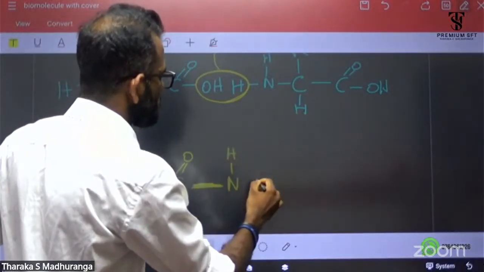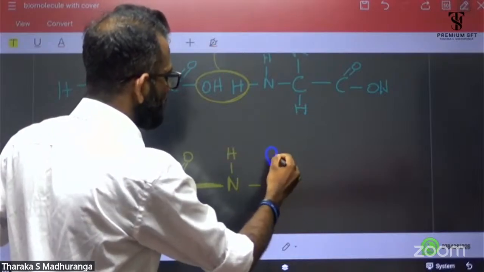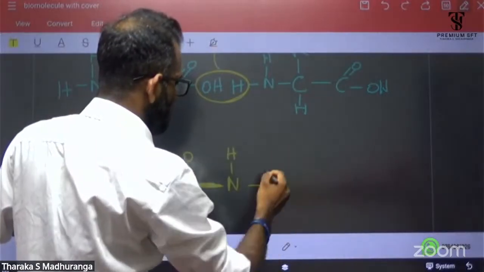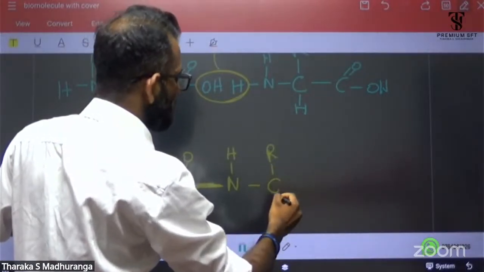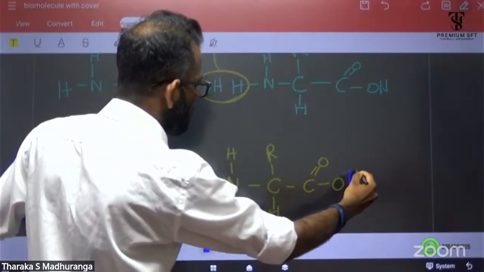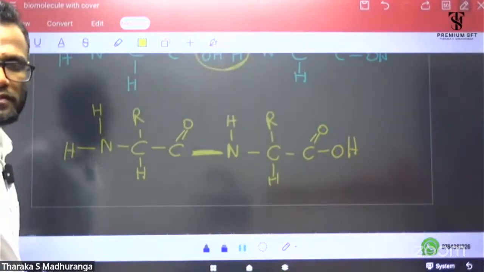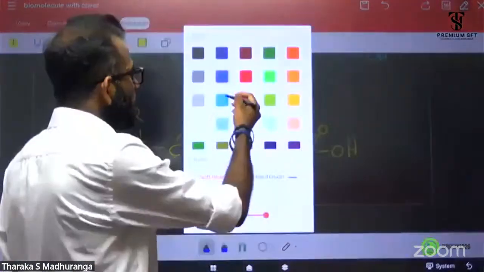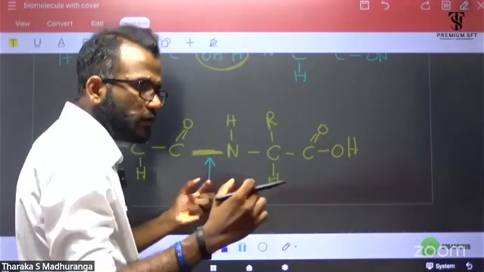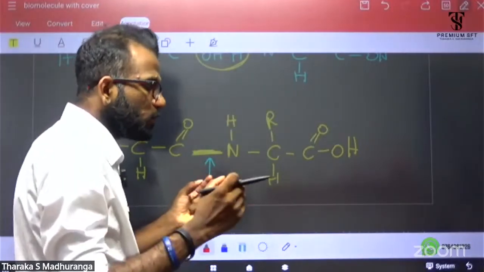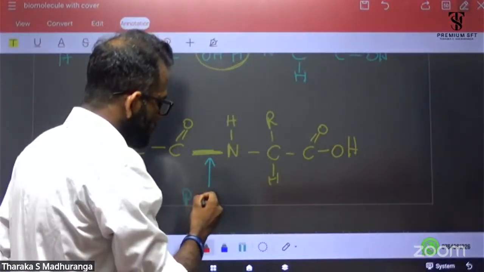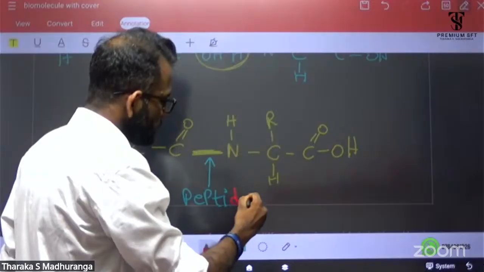Others are the same. Okay, this is the structure. This bond we call a peptide bond. The bond between two amino acids, formed by removing one water molecule, we call a peptide bond.